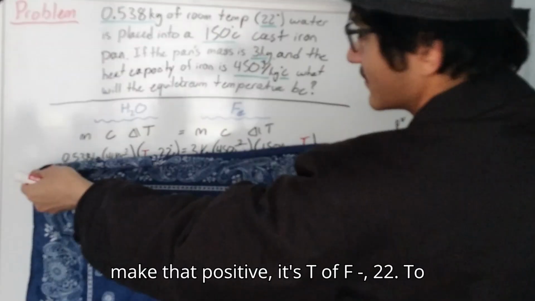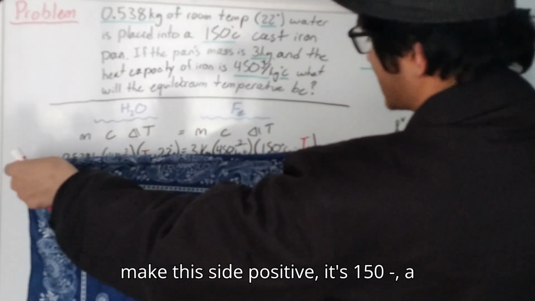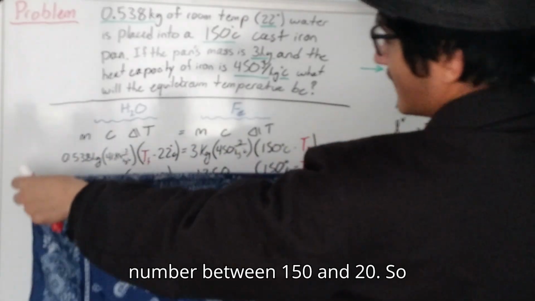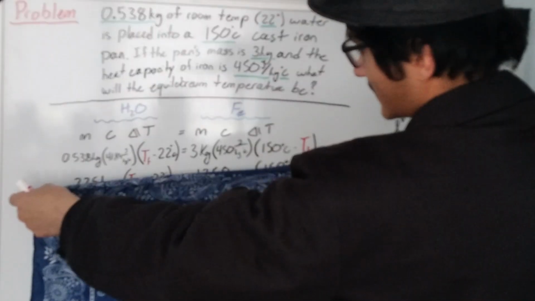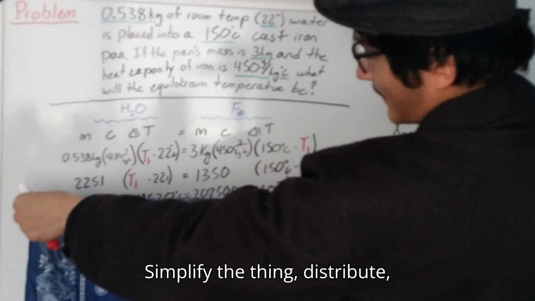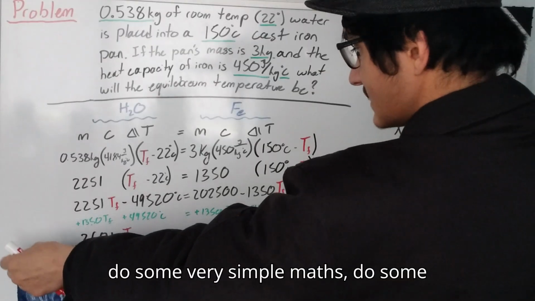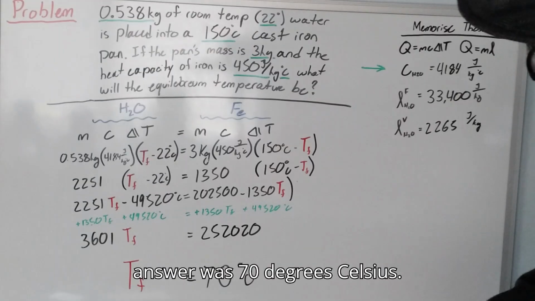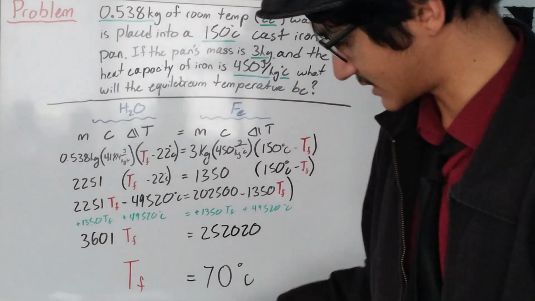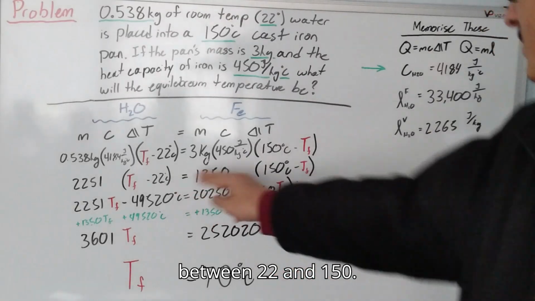To make that positive, it's T of F minus 22. To make this side positive, it's 150 minus a number between 150 and 22. So simplify the thing, distribute, do some very simple maths, and my final answer was 70 degrees Celsius, which makes sense because 70 degrees is between 22 and 150.